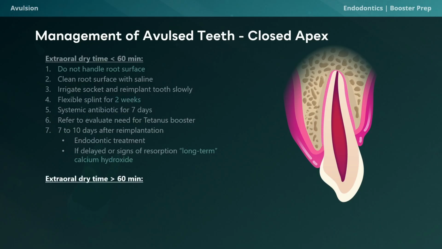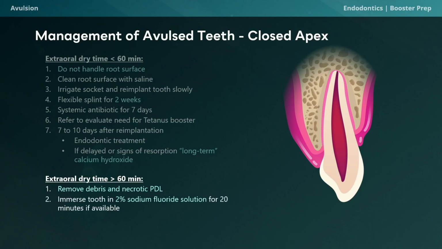For cases where the tooth has been dry for more than 60 minutes, the procedure is again similar, but with the extra steps to address the external root surface. This includes removing debris and the necrotic periodontal ligament, followed by immersing the tooth in a 2% sodium fluoride solution with a pH of 5.5 for 20 minutes.